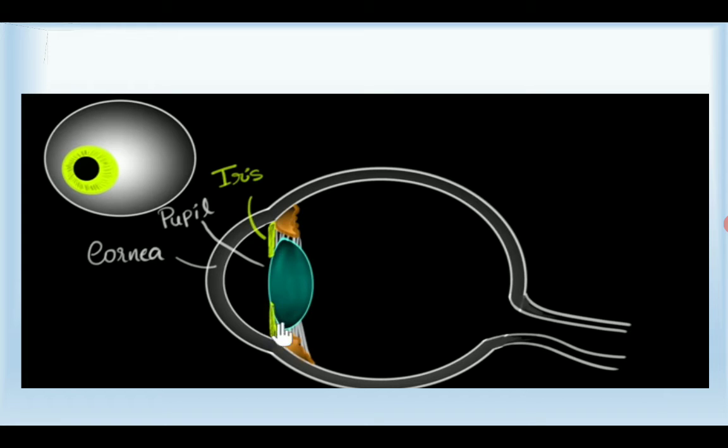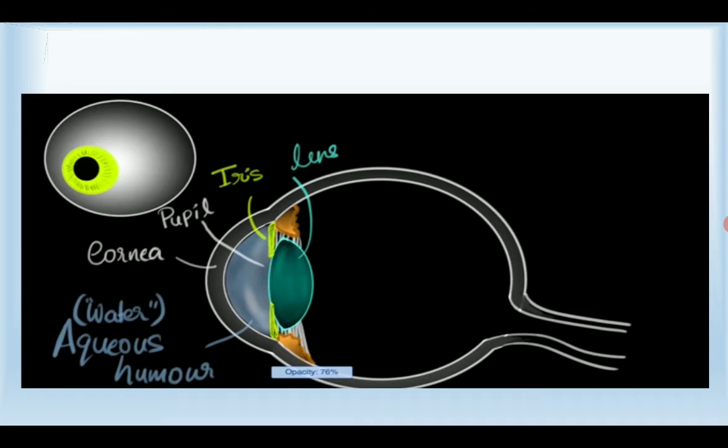And over here we can see a lens. This is called the lens of the eye. So it's just called the lens. Let's write that down. And the space between the cornea and the lens is filled with a watery kind of liquid, and it's called the aqueous humor. It's called aqueous because it's watery.